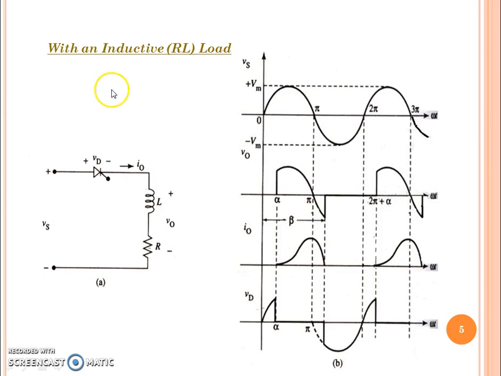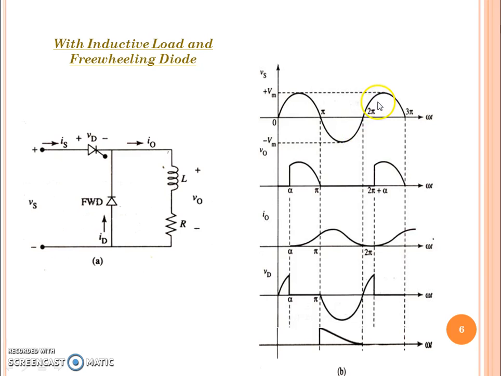Next, we will discuss the same half-wave controlled rectifier with RL load. As with the resistive load half-wave controlled rectifier, again we give the AC supply as shown in the figure and the waveform.